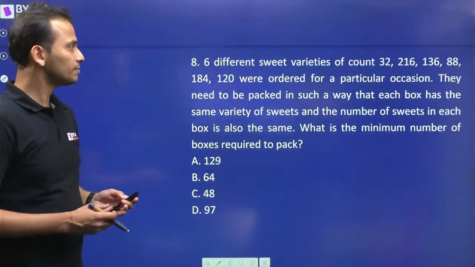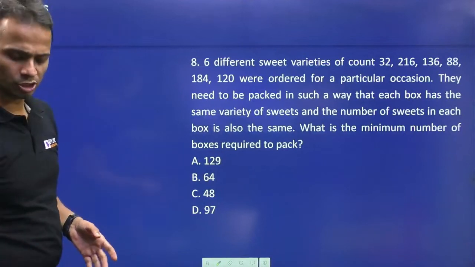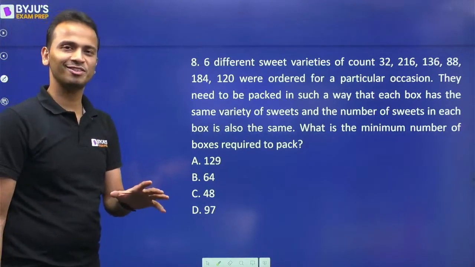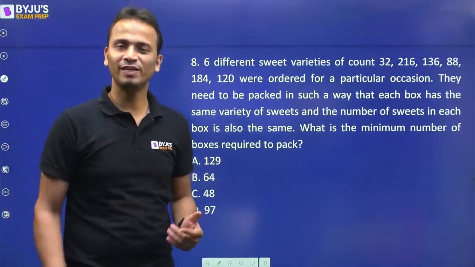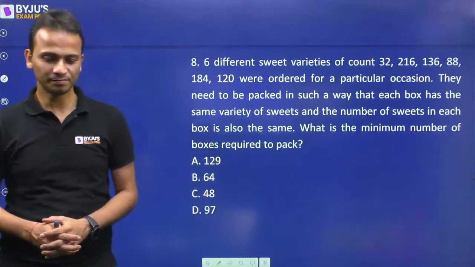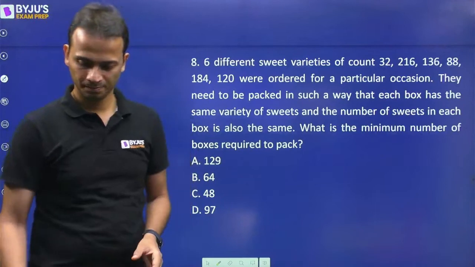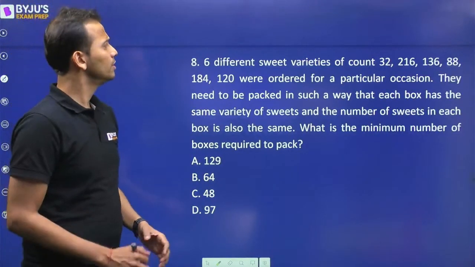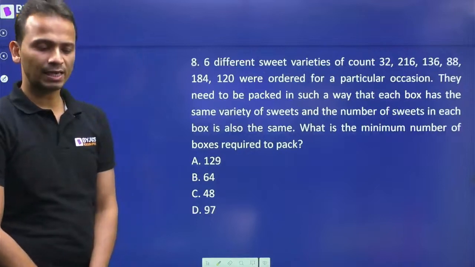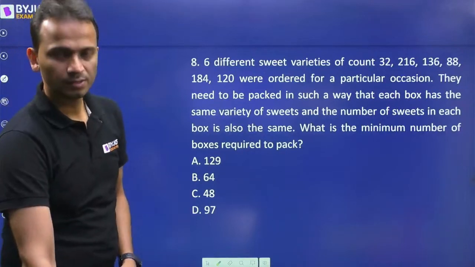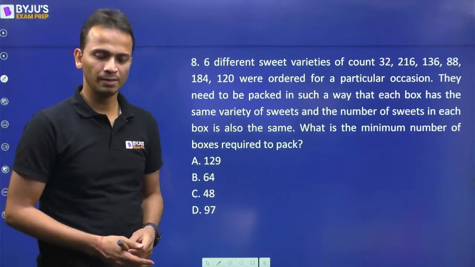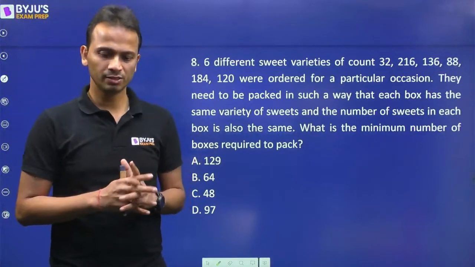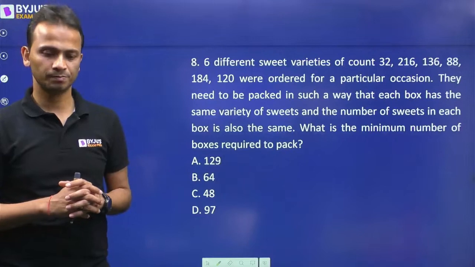Question number 8, a very simple question of the application of LCM and HCF. Quickly read it through. 6 different sweet varieties, count. Numbers are given. Were ordered for a particular occasion. So these number of varieties were ordered for a particular occasion.